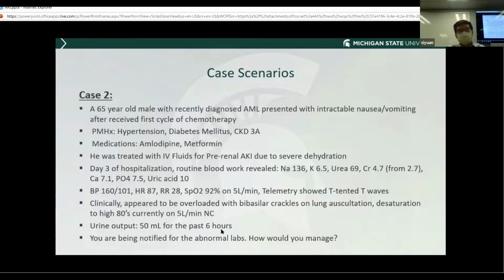One particularly striking thing you can see here is the urine output is just 50 cc for the past 6 hours. So he's oliguric. At this point, how would you think about your thought process for managing this case? Anyone want to try?